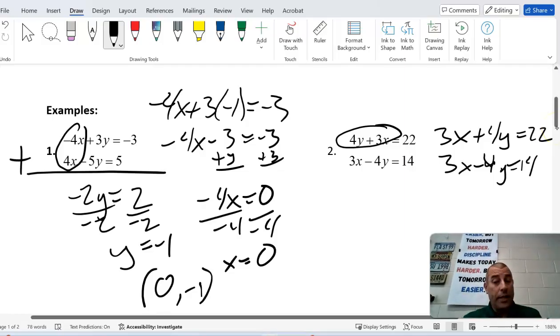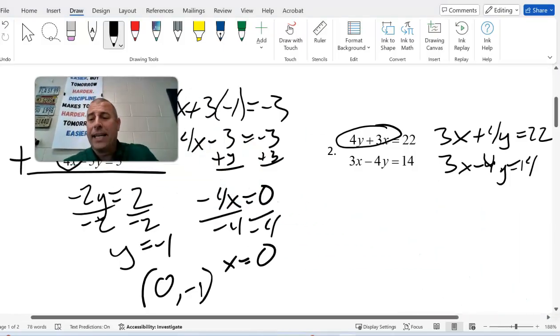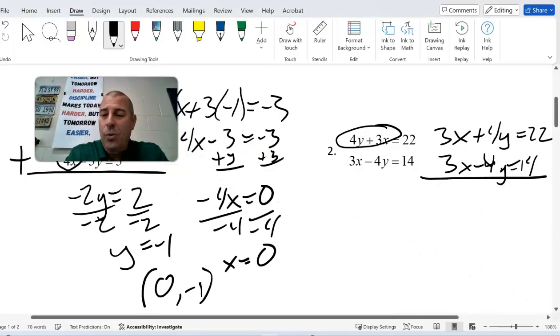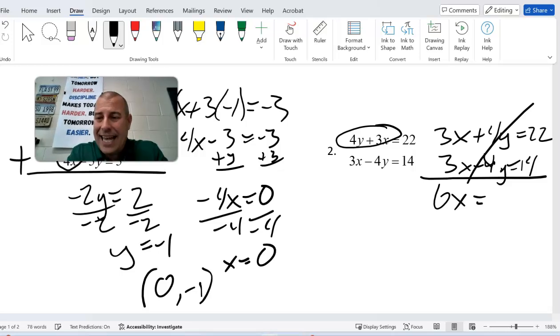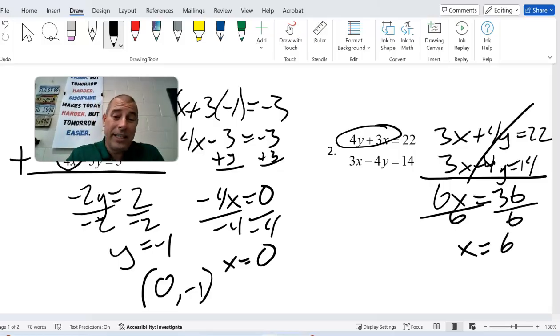Again, right away here, we can just add. We can flat out add because that'll knock out the y's. 4 plus a negative 4, gone. So I've got a 6x here. When I add these together, I get 36. Divide both sides by 6. Yep, x equals 6.